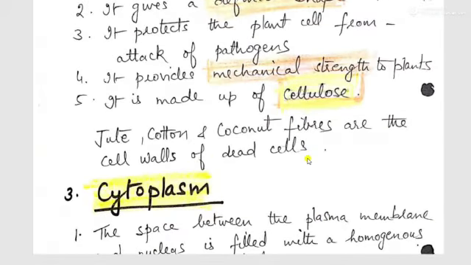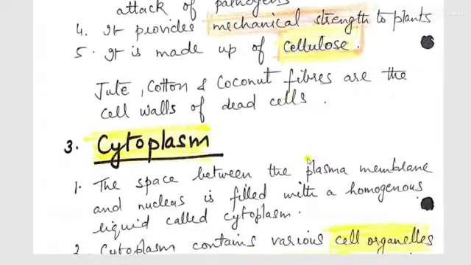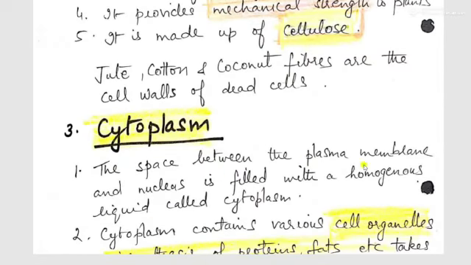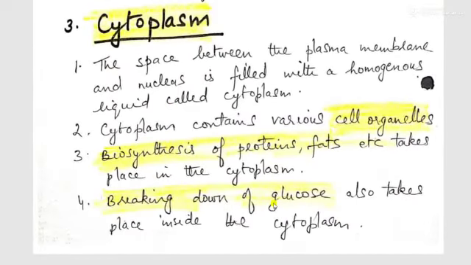Next topic is cytoplasm. The space between the plasma membrane and nucleus is filled with a homogeneous liquid called cytoplasm. Second point, cytoplasm contains various cell organelles. Third, biosynthesis of proteins, fats, etc. takes place in the cytoplasm. Fourth, breaking down of glucose also takes place inside the cytoplasm.